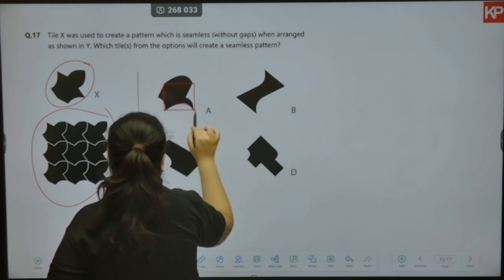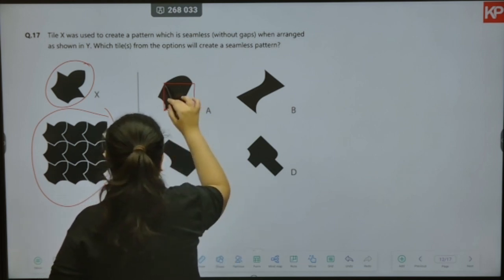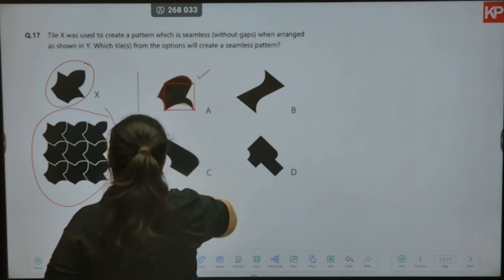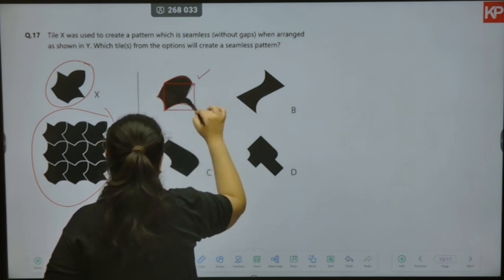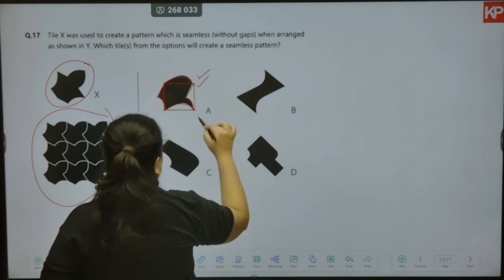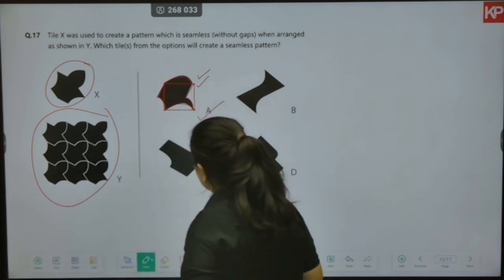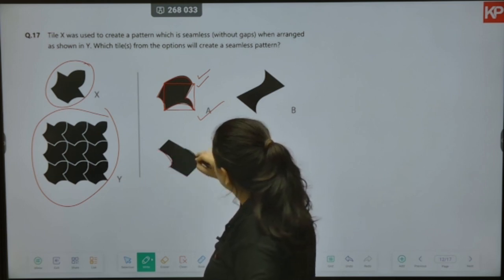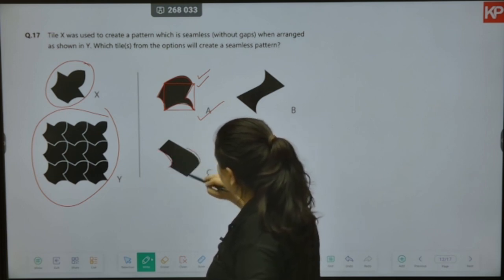Okay, this curve gets subtracted from the bottom, gets added at the top, correct? This curve is getting added towards the left, getting subtracted from the right. Okay, so this is going to tessellate. Let's check for C. This curve is going to fit exactly into this curve, okay?